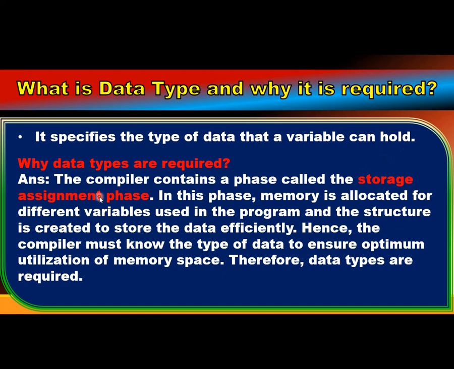Then why is it required? Let's go through the explanation. Actually, the compiler contains a phase called the storage assignment phase. In the storage assignment phase, memory is allocated for the different variables used in the program, and the entire structure is created to store the data efficiently. Hence, the compiler must know the type of data to ensure optimum utilization of memory space. For this purpose, the data type is required.